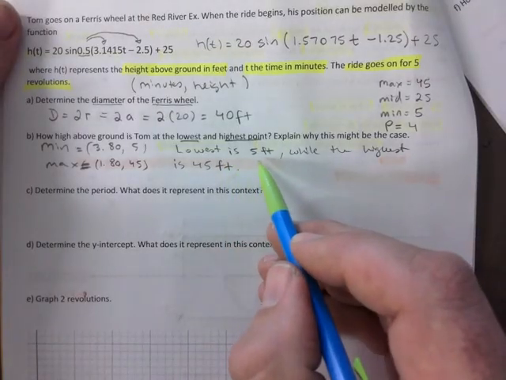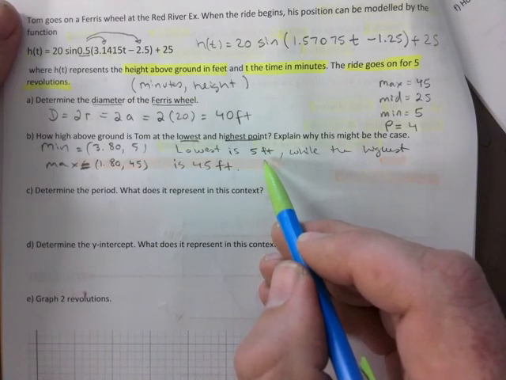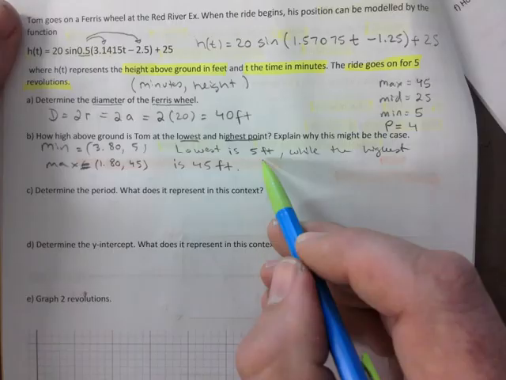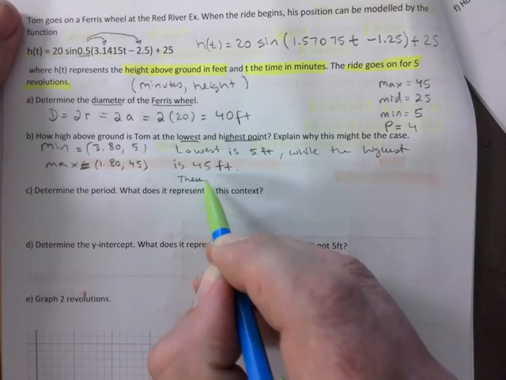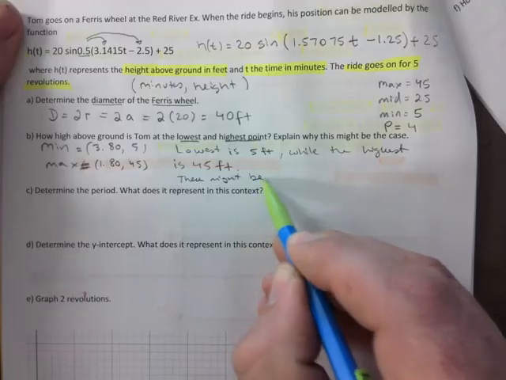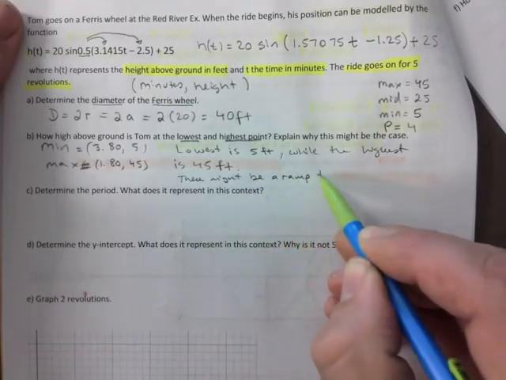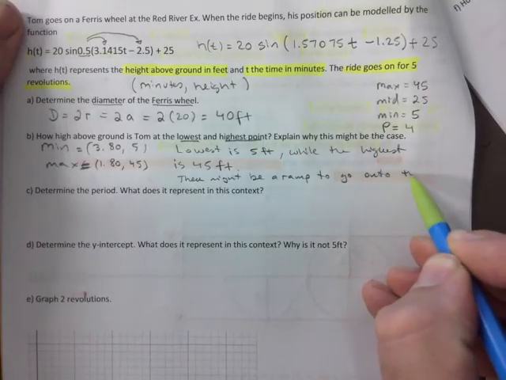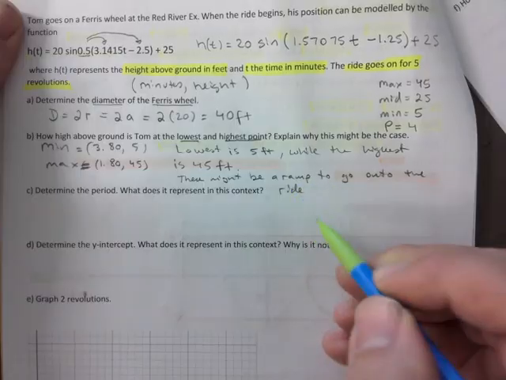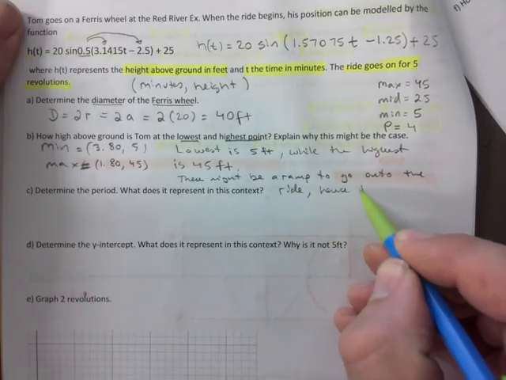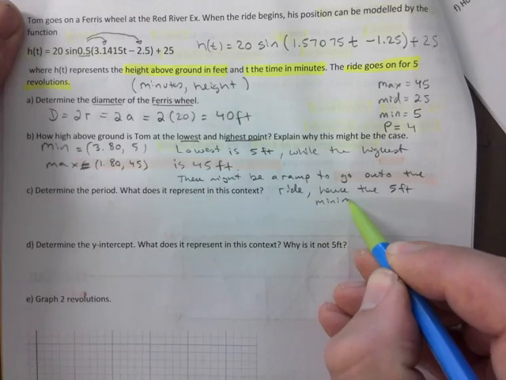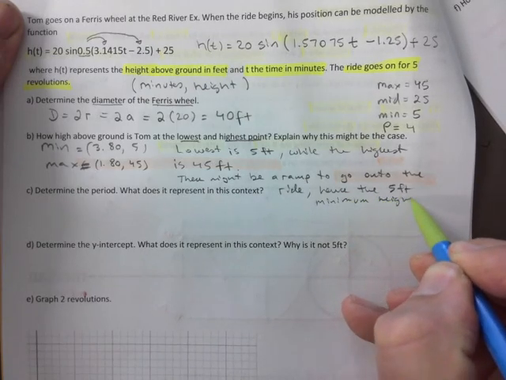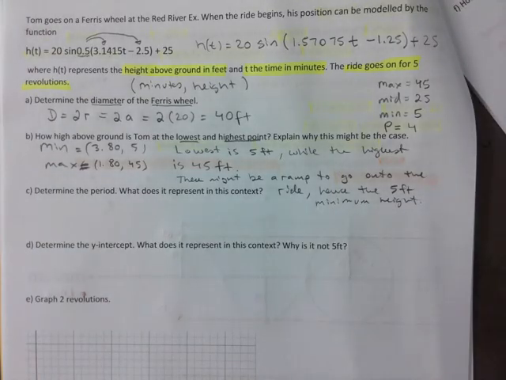Why is it that there's a 5-foot lowest? Have you ever been on a Ferris wheel? Does it touch the ground? There's always a bit of a ramp, right, that you go onto. So that's what I'm saying. There might be a ramp to go onto the ride, because they do ask questions like these sometimes, right? Hence the 5-foot minimum height. Okay? There we go.